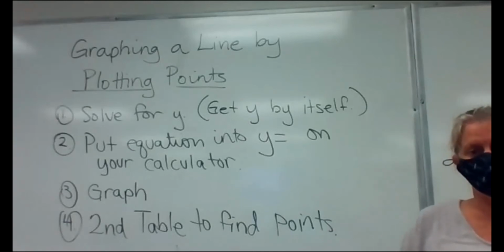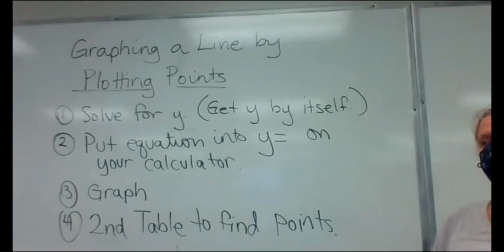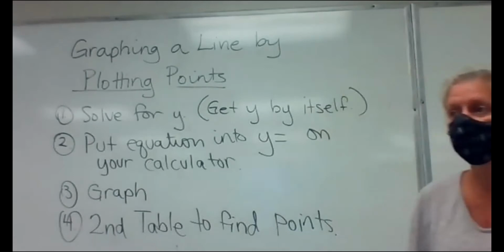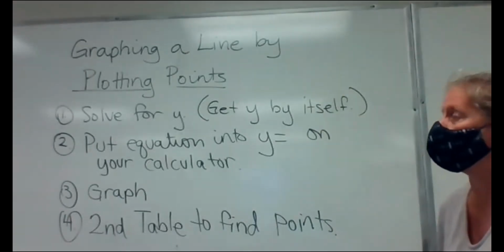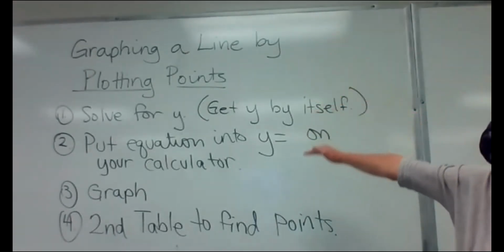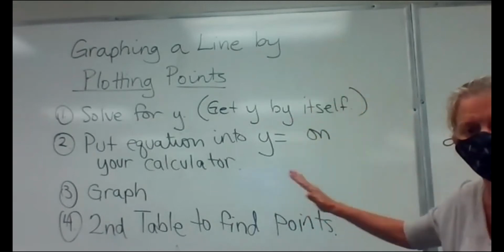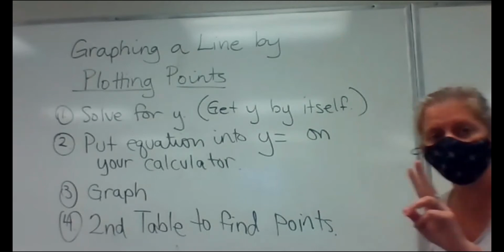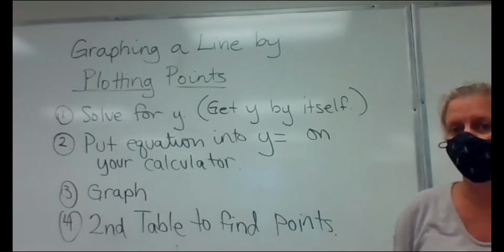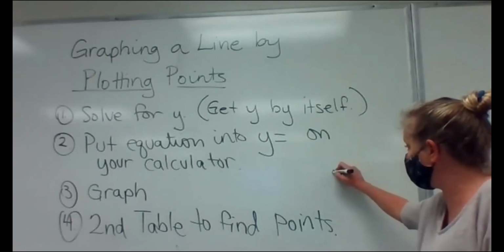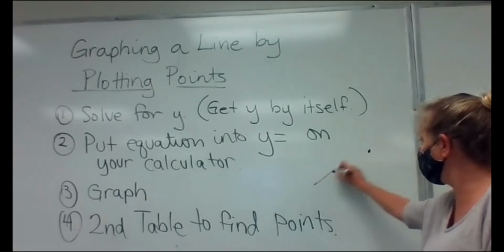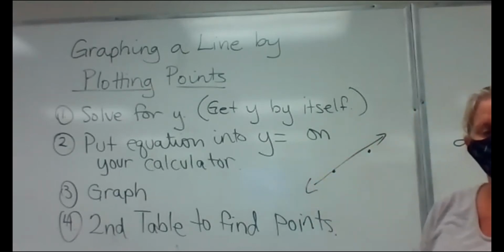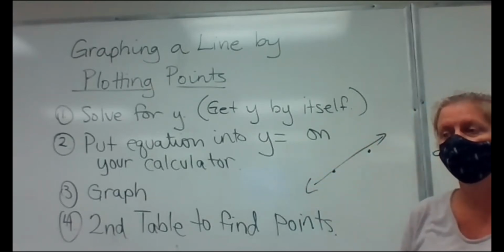Section 3.2 today, which is using different methods to graph a line. First of all, I'm going to go through the steps that we're going to use if we're going to graph a line by plotting points. You're going to need 2 points to draw a line. 1 point to start with, and then another point to connect it to draw your line. So you have to have 2 points.